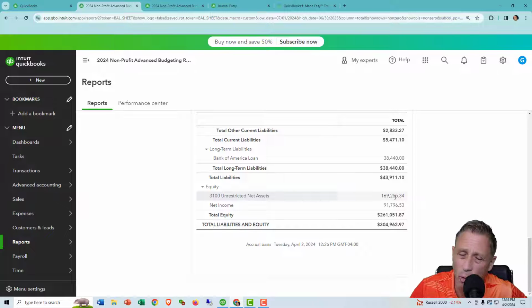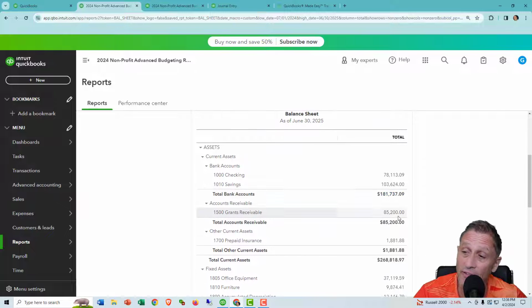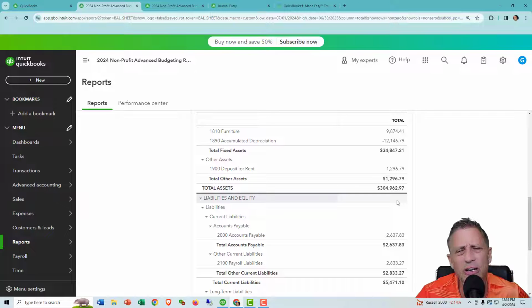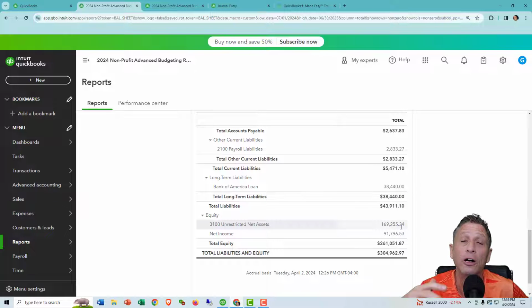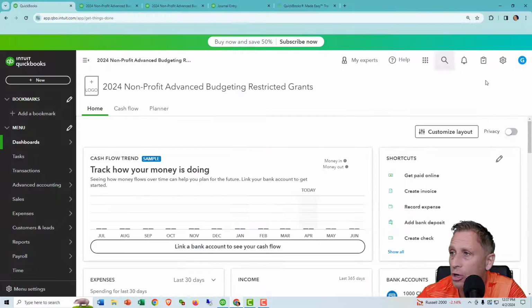And it's really important for boards to understand when they see, oh, we have $181,000 in cash, we have $85,000 in receivables, we have some prepaid, we have some fixed assets. It's really important that they understand that of those assets, after you pay the bills that you've already incurred, what's left is what you can use for whatever you want. And stuff that's restricted, you can't. So what I'm going to suggest is that you create another account in your chart of accounts list to track restricted net assets. So I'm going to go to my chart of accounts list.